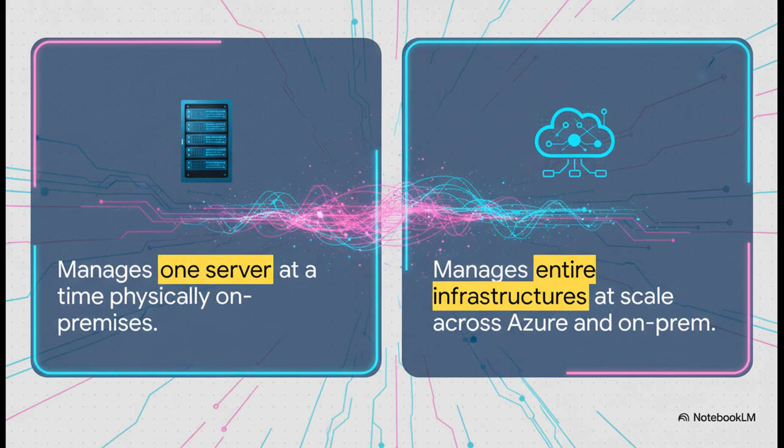Think about a traditional admin for a second. They essentially managed one physical server at a time. But a hybrid administrator, that's a whole different ballgame. You are literally managing Windows Server workloads in two places simultaneously, on-premises physical servers and up in Microsoft's Azure cloud. You've essentially become the bridge, managing entire infrastructures at massive scale using powerful tools like PowerShell and Azure Arc.